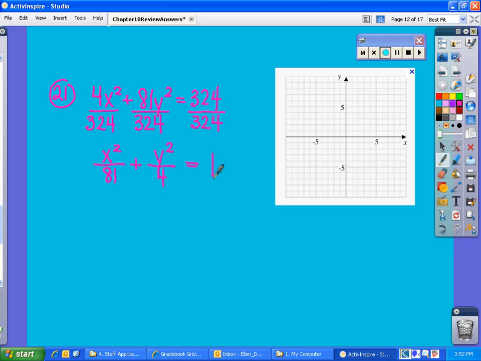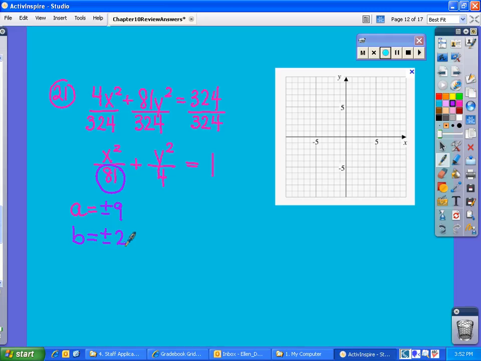This is the standard form equation for an ellipse. Notice that our A is determined by the larger of the two numbers. This is a squared, or 81 is equal to a squared. Therefore, A is equal to 9, plus or minus 9 from the center in the x direction. B is going to be plus or minus 2 units away from the center in the y direction.